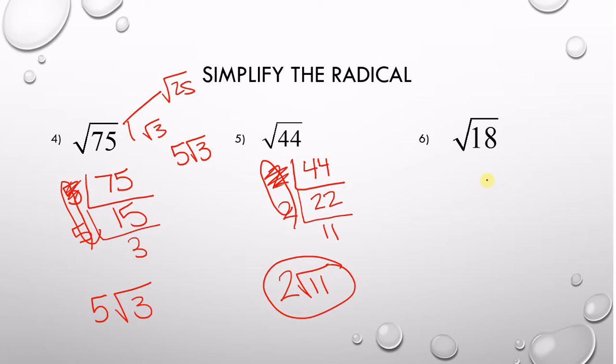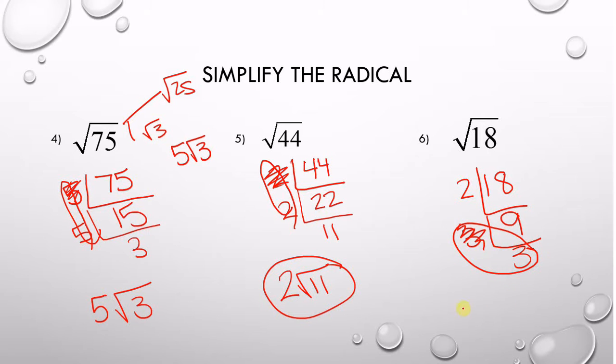What about 18? A 2 can come out, right? Can a 2 come out of 9? No, but what can I take out of 9? I can take a 3 out. Notice I don't have a matching 2, but I do have matching 3s. So we're going to circle our 3s, cancel out. 3 square roots of 2.